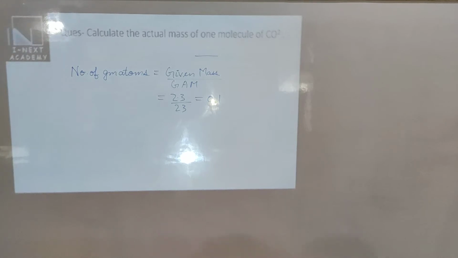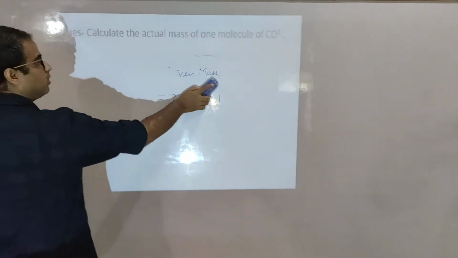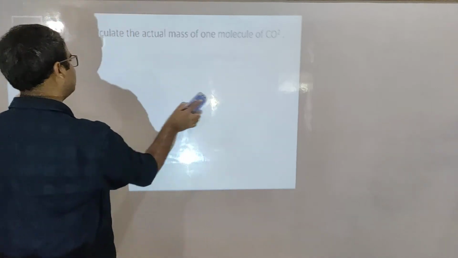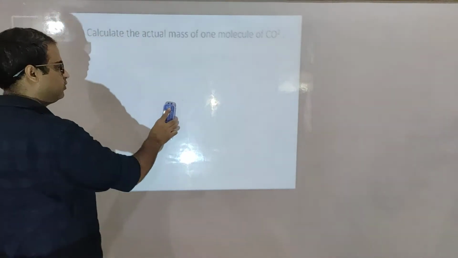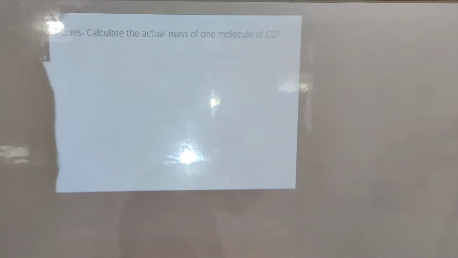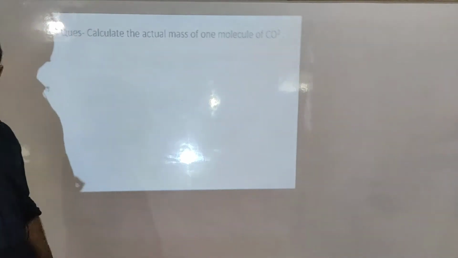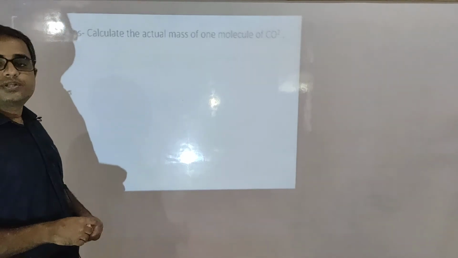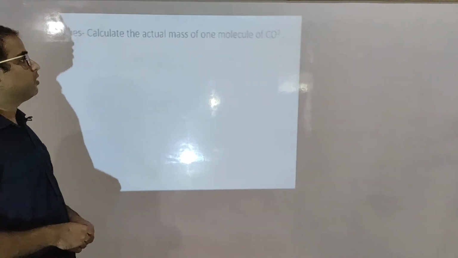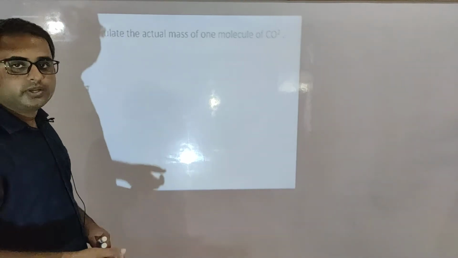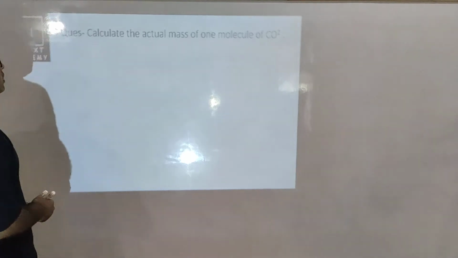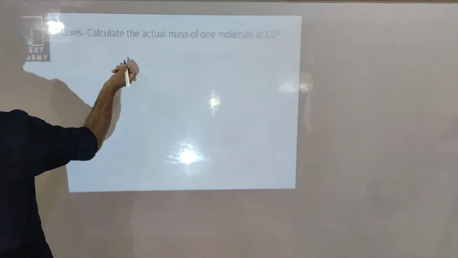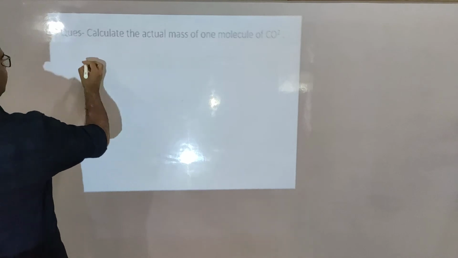The next question is like this: Calculate the actual mass of one molecule of CO2. So we have to tell what will be the actual mass of one molecule of CO2. The options are not written here, but in the assignment when I gave you the question, the options are there. In the options the unit is gram, so you have to calculate in gram.